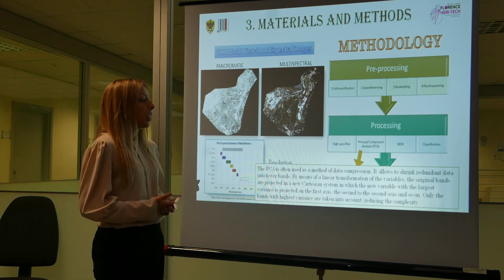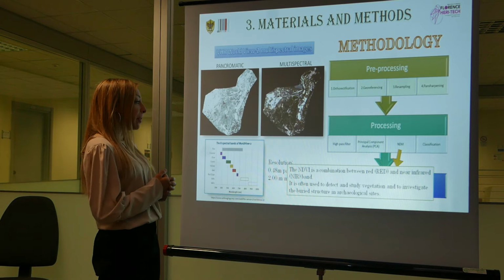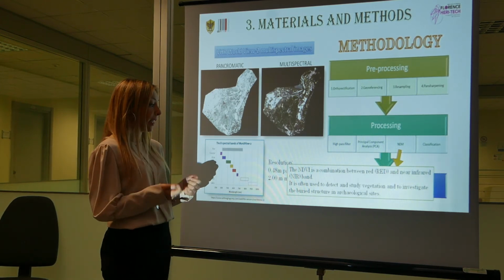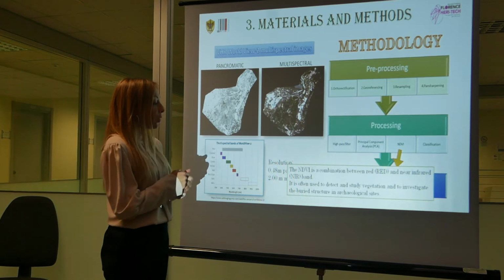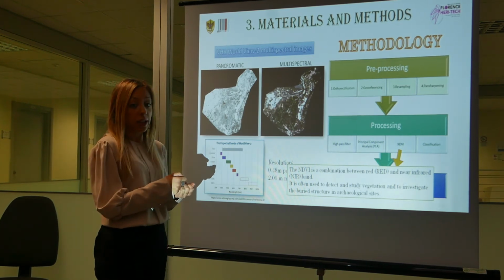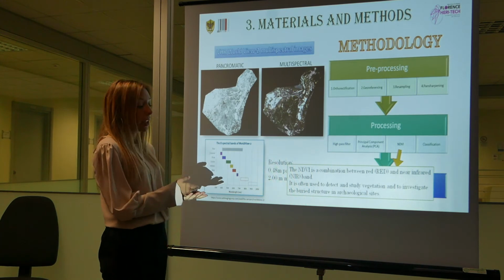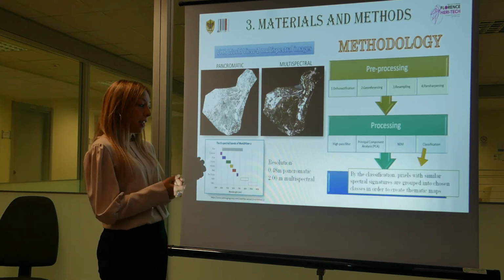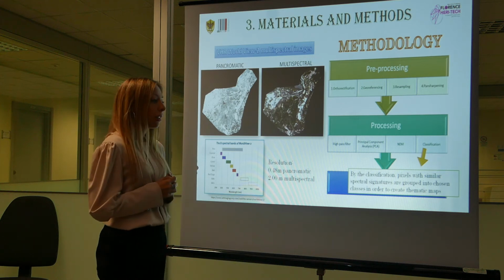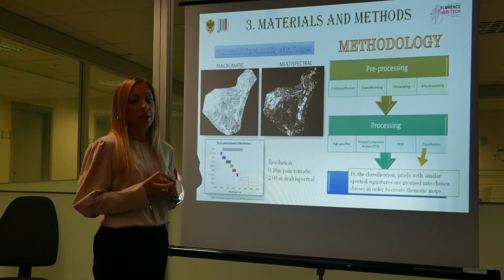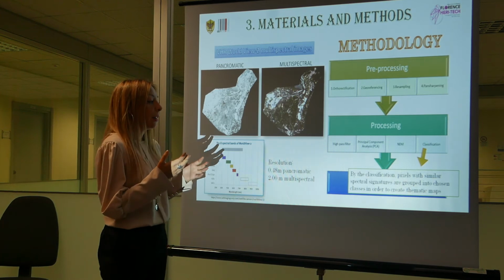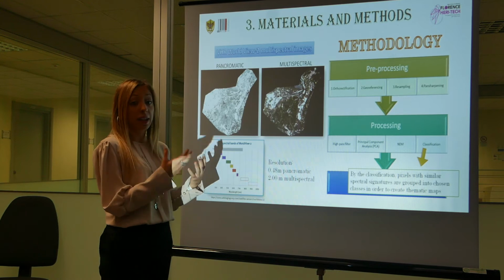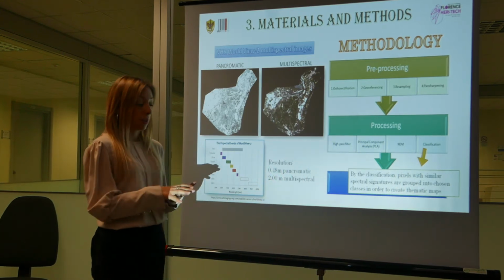Then we applied the NDVI, which is a combination between red and near-infrared band, and it is often used to detect and study vegetation, but it's also used to investigate buried structures in archaeological sites. In the end, we performed the classification in order to create a thematic map, because with the classification, pixels with similar spectral signature are grouped into chosen classes.